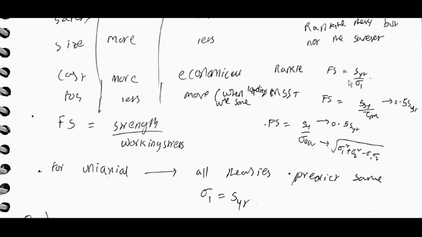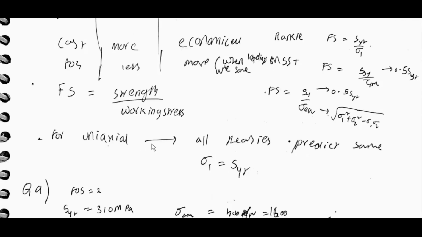For Rankine theory, FS is equal to Syt by σ1. If MSST, FS is equal to Ssy by tau max. FS is equal to Sy by σ equivalent. In general, FS is equal to strength by working stress. For uniaxial stress, all theories predict the same result: σ1 is equal to Syt.